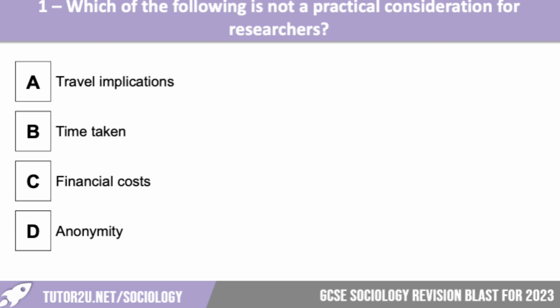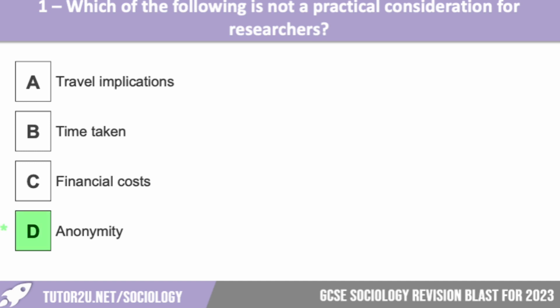Okay, we're going to move on to some multiple choice questions. We've got 8 of these. So number one is, which of the following is not a practical consideration for researchers? A, travel implications, B, time taken, C, financial costs, D, anonymity. So which of those is not a practical consideration for researchers? At any point, if you need to pause for a bit more time, please do.